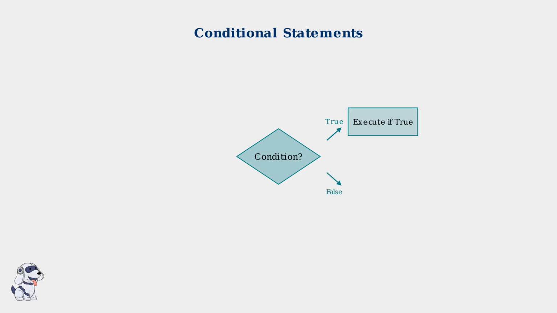Control flow determines the order in which your code executes. We start with conditional statements, which allow your program to make decisions based on different conditions. The simplest conditional statement is the if statement. It executes a block of code only when a condition is true. Here's a basic example, checking if a number is positive.